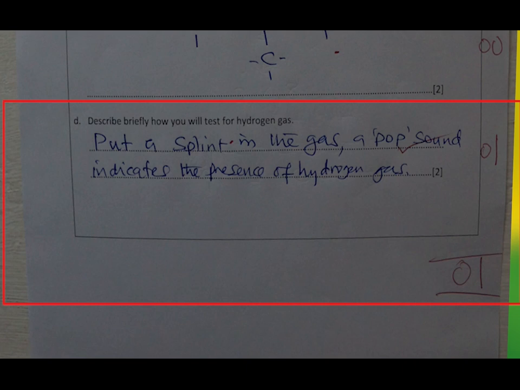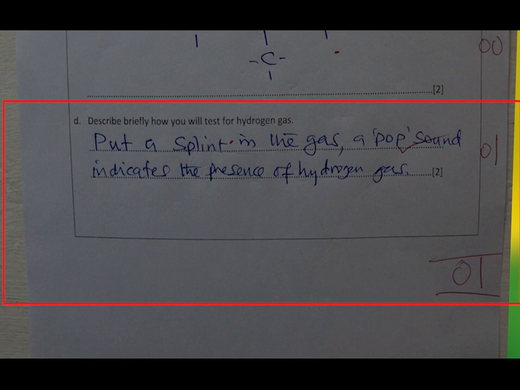E. Here, the candidate did not specify the kind of splints required to test for the gas. However, the expected observation was given, and therefore the student is awarded 1 mark out of 2.